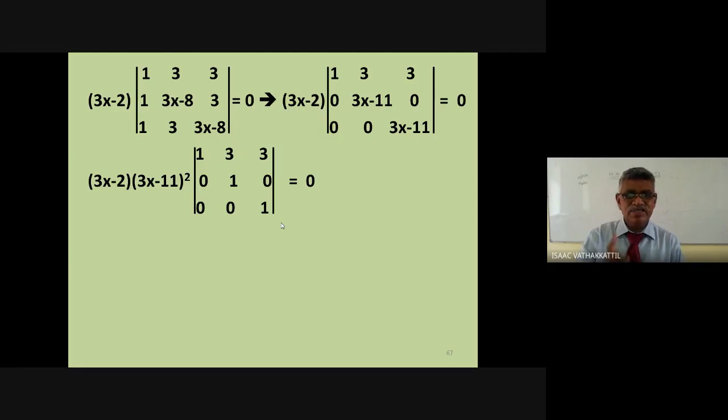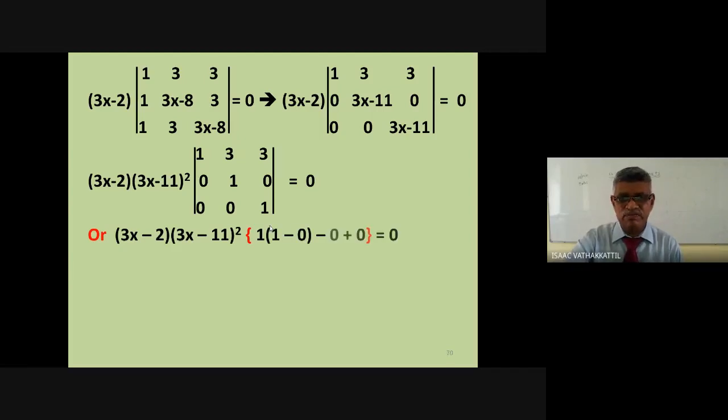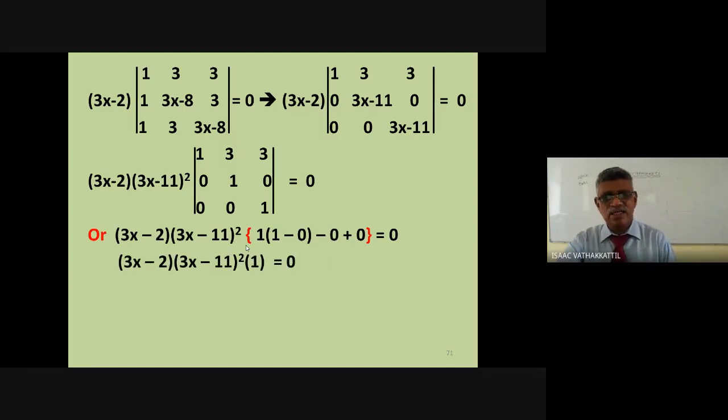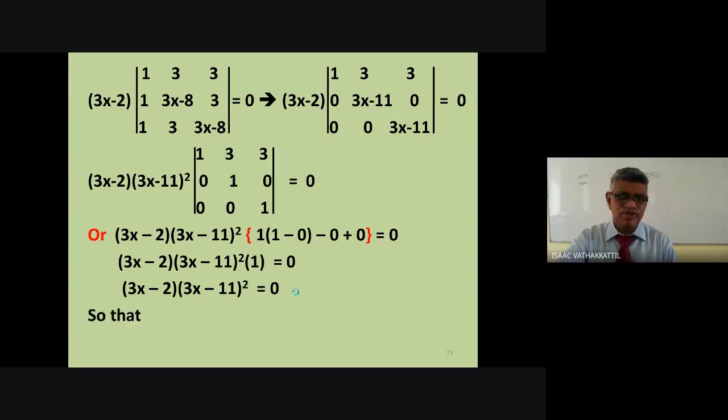And what is the determinant? Simply expanding through column 1: 1 into 1, minus 0 for the zeros. So 3x minus 2 into 3x minus 11 whole squared into the determinant below it, which is simply 1. So ultimately we have 3x minus 2 into 3x minus 11 whole squared into 1 equal to 0. That means 3x minus 2 equal to 0 or 3x minus 11 equal to 0, so x equal to 2 by 3 or x equal to 11 by 3.